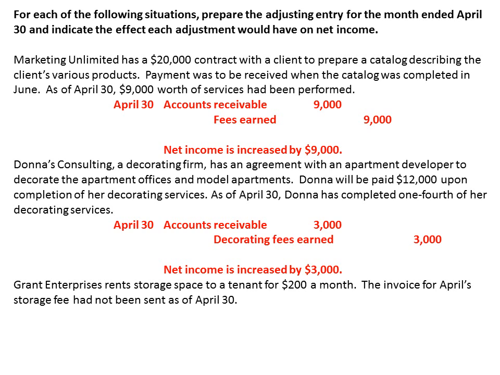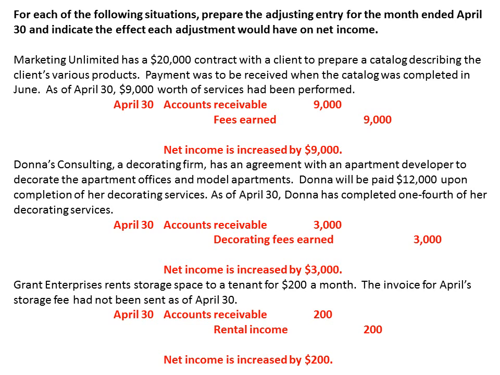Grant Enterprises rents storage space to a tenant for $200 a month. The invoice for April's storage fee has not been sent as of April 30th. So on April 30th, we're going to have accounts receivable of $200. Our rental income is going to be $200, and that's a revenue account there. Therefore, net income is increased by $200.